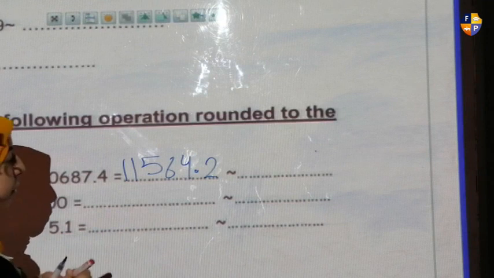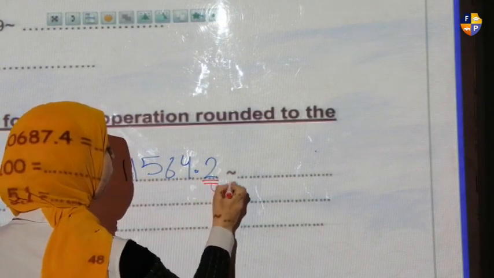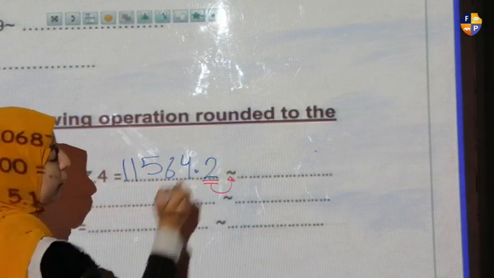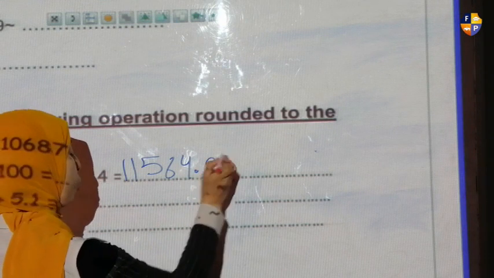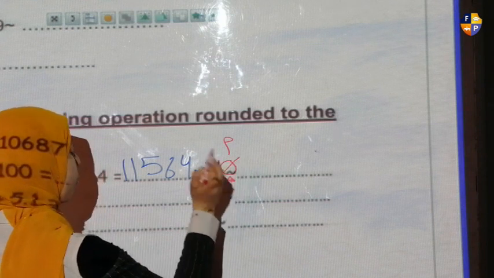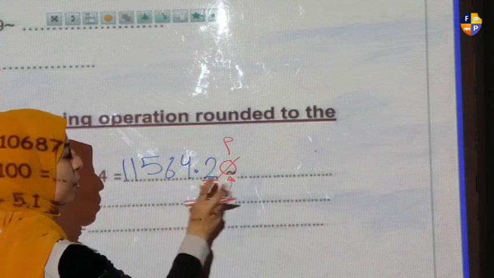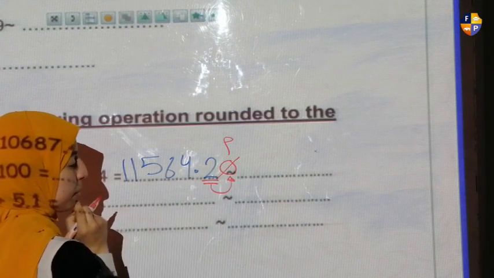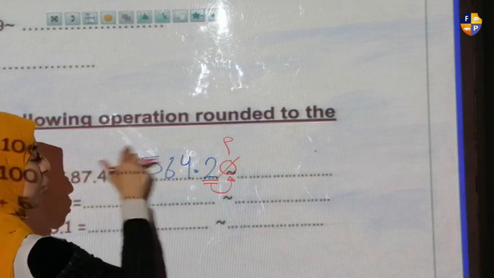Underline the digit in tenths. Look at the digit before tenths. Here I don't have hundredths, so put 0 to keep its place. 0 is poor, so replace it. No, cancel all the digits to the right of tenths place, then keep the other digits as they are.